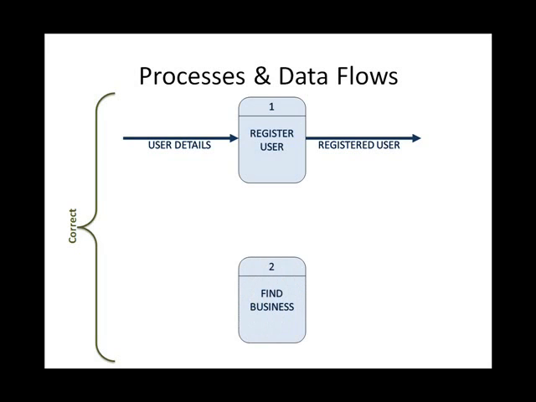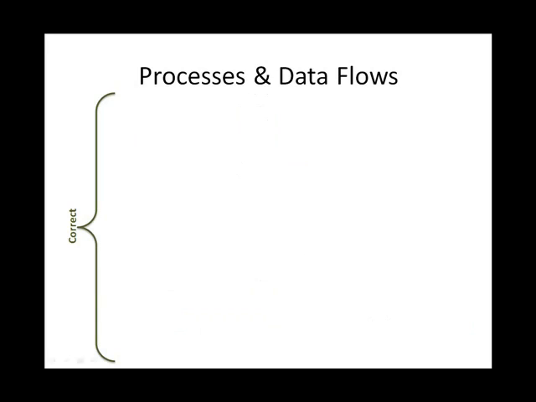Another example is find business. It's a search process or function, and to do that I need two inputs, the business name and the city where that business exists. Again, the process will work and produce the search results. It could be 1, 2, 3 or many businesses with a similar name.